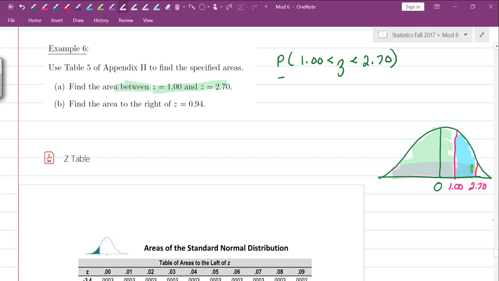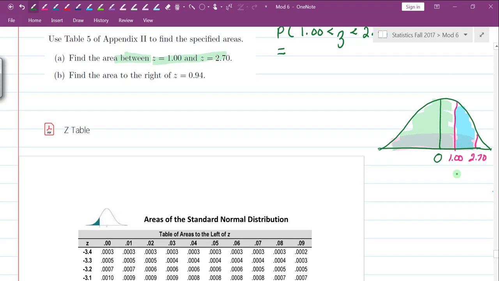I'm left with the blue shaded area. So what we're going to do is look at the probability that z is less than 2.70, and subtract off the probability that z is less than 1.0. That difference is going to be the blue shaded area, which is what I want. So here we go. This is equal to the area under the curve from negative infinity to 2.7. That's going to be this pink area.